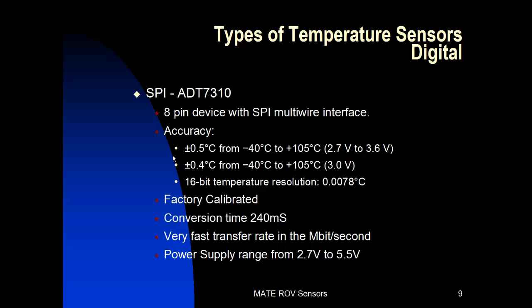And with this, since you're working with SPI, we're going from the 100 kilobit per second transfer rate on I2C up to the megabit per second transfer rate with SPI. And the power supply range is 2.7 to 5.5 volts.